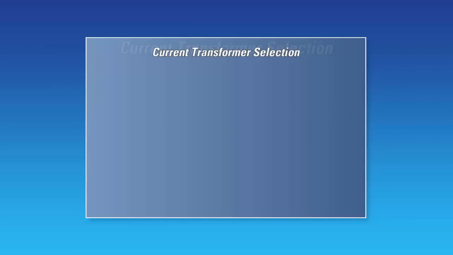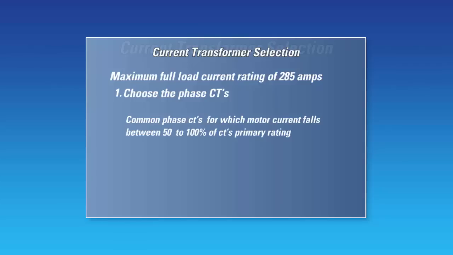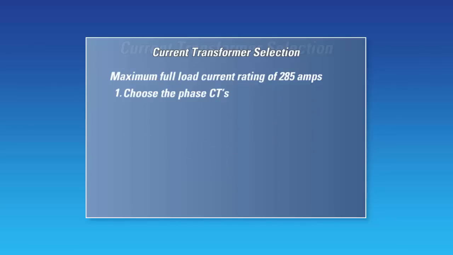For example, let's assume that we have a motor with a maximum full load current rating of 285 amps. The first step is to choose the phase CTs. Common phase CTs for which the motor current falls between 50 to 100% of the CT's primary rating are the 300 to 5, 400 to 5, and 500 to 5 amp CTs. The 300 to 5 amp CTs will have the best resolution, and so they will be chosen.